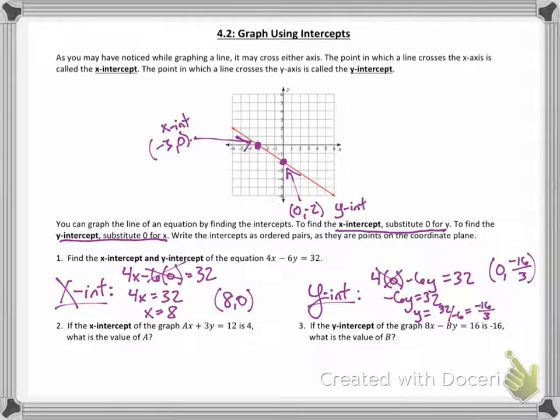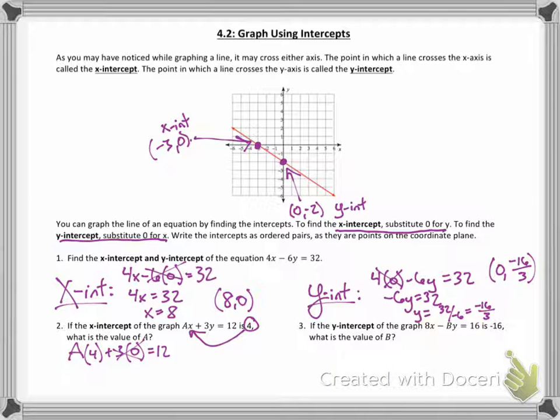So number 2, I tell you the x-intercept of the graph of ax plus 3y equals 12 is 4. It wants to know what the value of a would be to complete the equation. Well, sometimes the intercepts are given as just one of the numbers. So if I tell you the x-intercept is 4, that's going to go in for x. Because of what we just established, if the x value of the x-intercept is 4, that means the y value has to be 0. So I'm going to go ahead and plug in the 4 for x and the 0 for y.